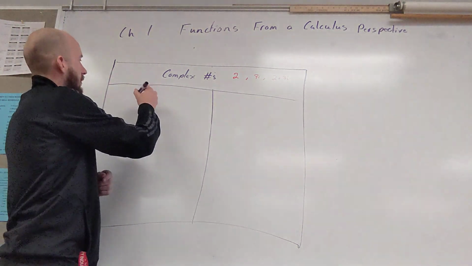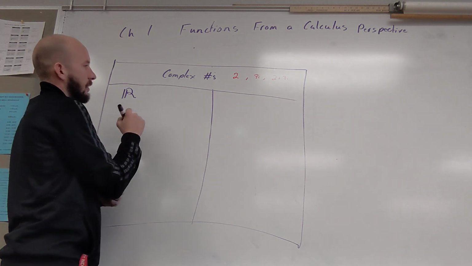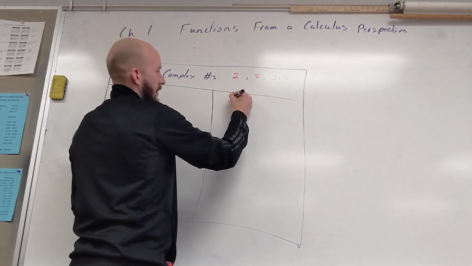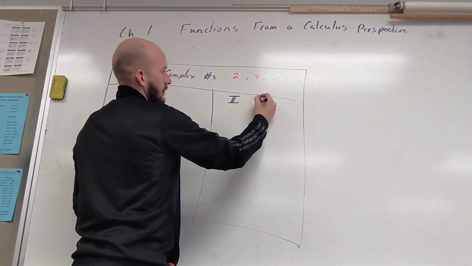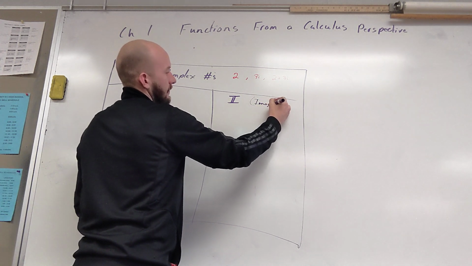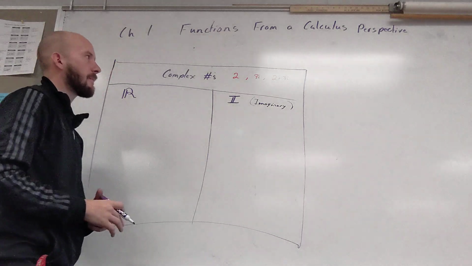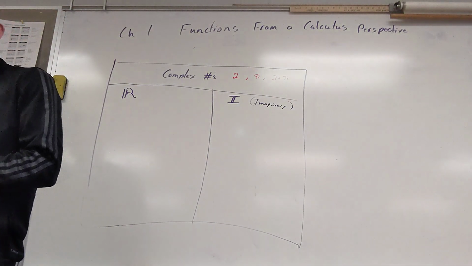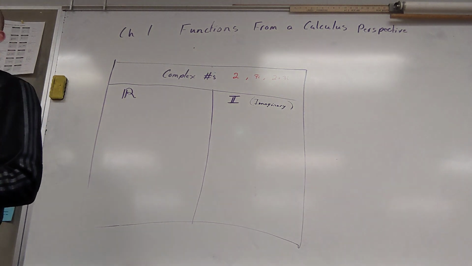But complex numbers include real numbers, which I'm going to put over here, and imaginary numbers over here. Okay? And those two things are separate, so there's no overlap between real and imaginary numbers.